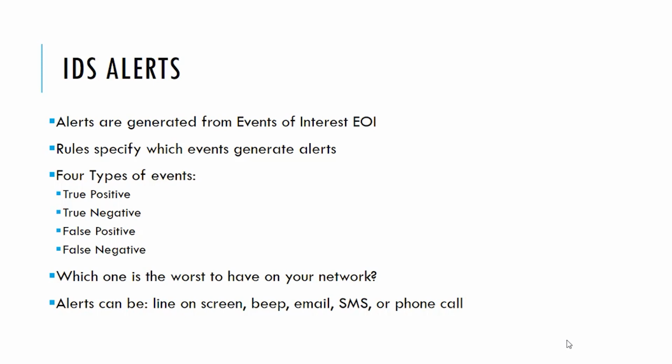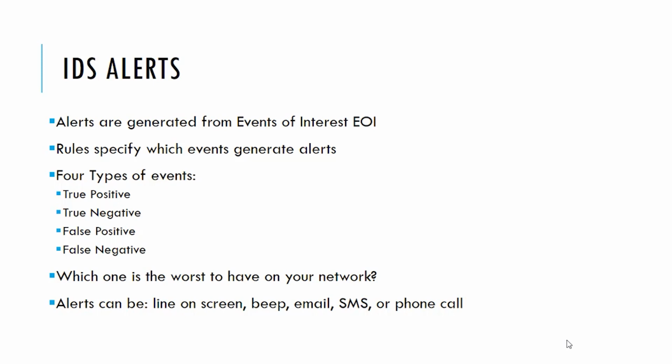Rules specify which events generate alerts. Of course, the smart rules that you apply to the IDS say what are the alerts that should be generated according to what events. And we have several types of alerts that can be generated and can be classified according to the importance and the priority of such event.